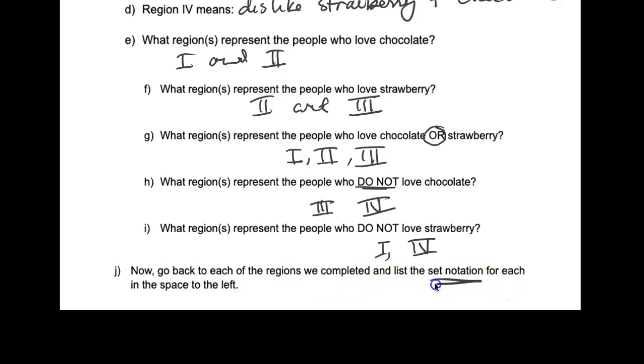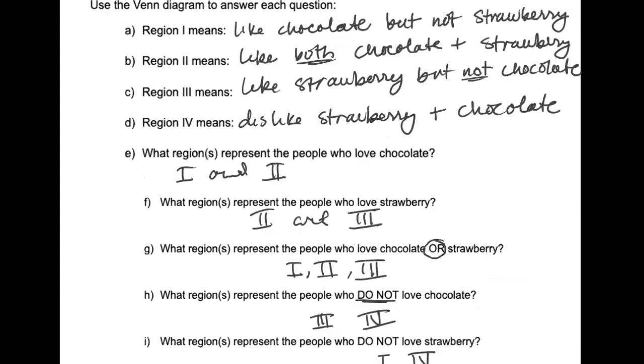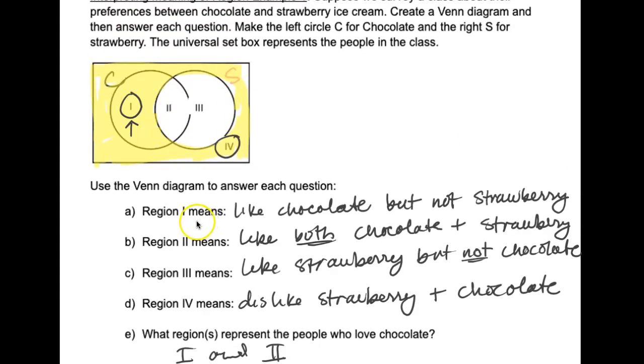And then last it says, go back to each of the regions we completed and list the set notation for each in the space to the left. So we're going to climb back up and go to the top. Region 1 would be people who like chocolate but not strawberry. That is going to be C minus S. C minus S is everything in C but not S. Highlighting that again, we're looking at just this part. So that's what C minus S represents.